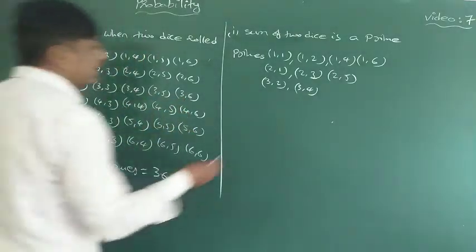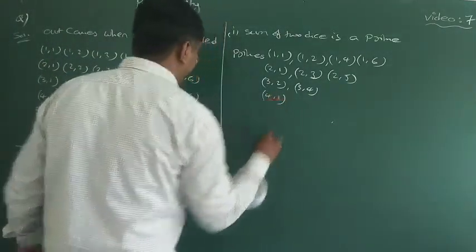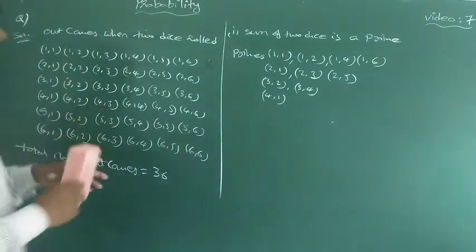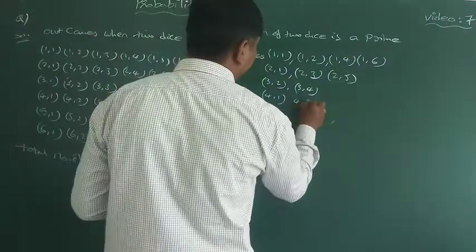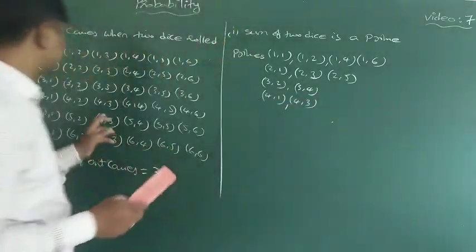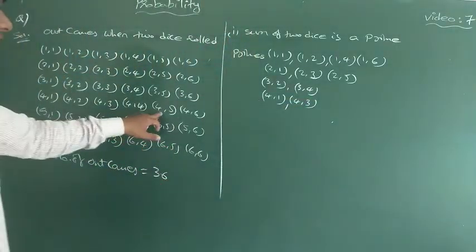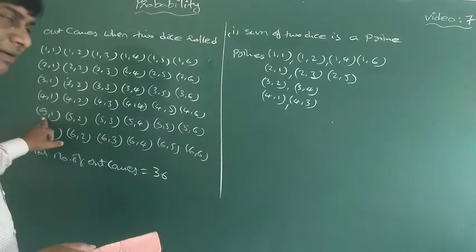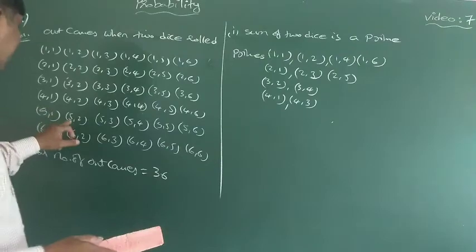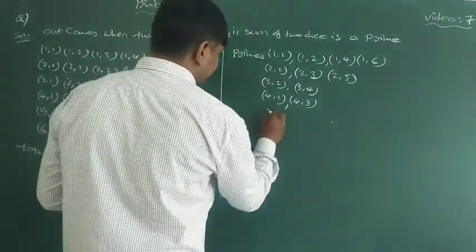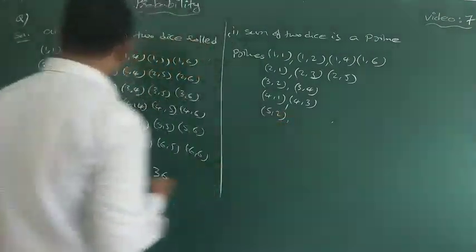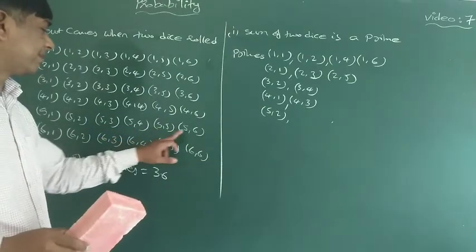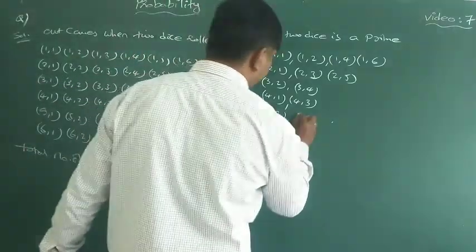4 comma 1 is a prime number. 4 comma 2 not prime. 4 comma 3 is prime, 7. 4 comma 4 not prime. 4 comma 5 not prime. 4 comma 6 not prime. 5 comma 1 not prime. 5 comma 2 prime. 5 3 not prime. 5 4 not prime. 5 5 not prime. 5 6 a prime number.